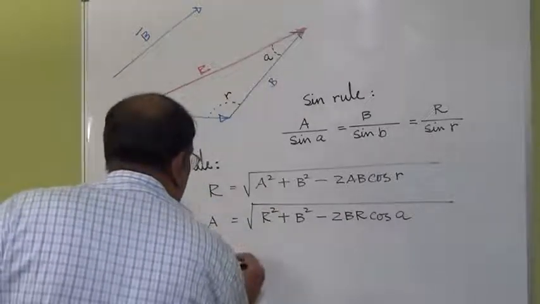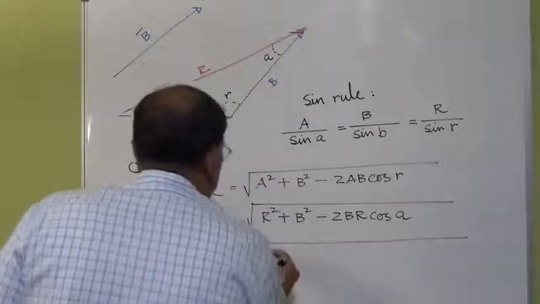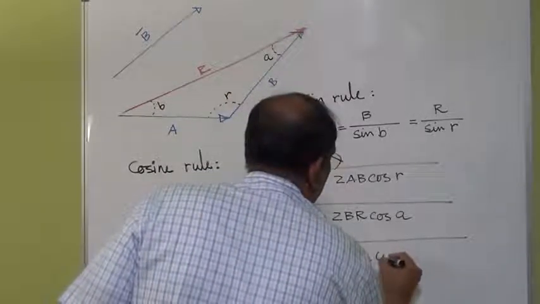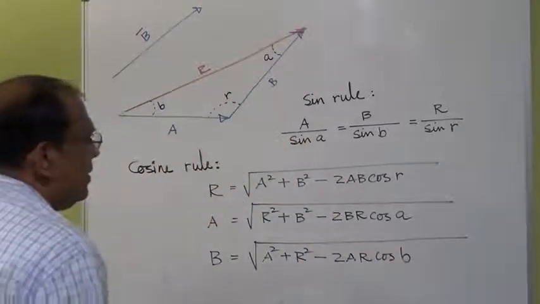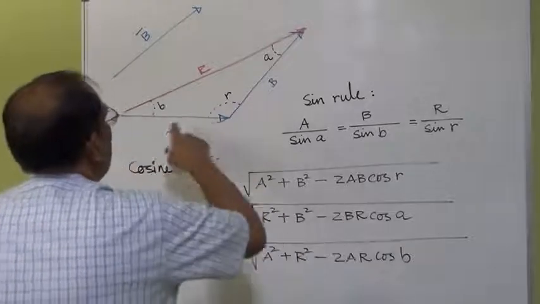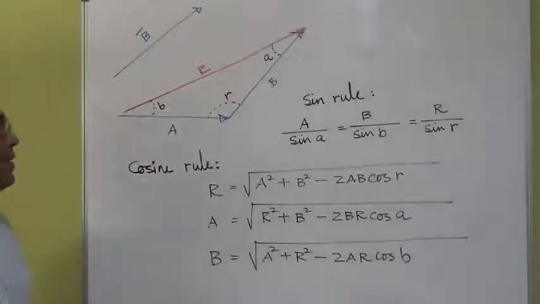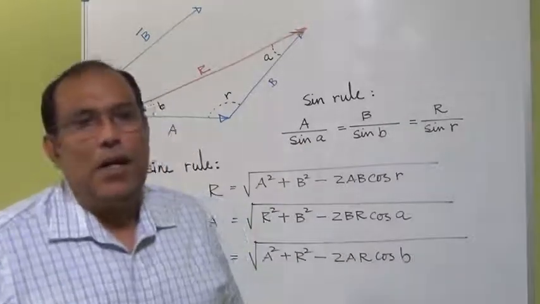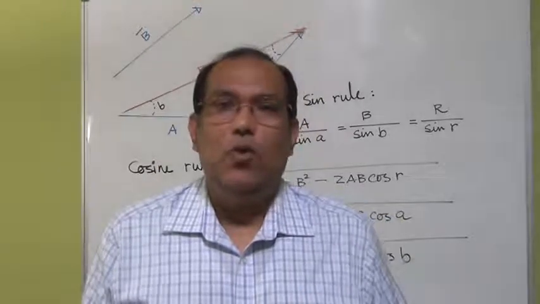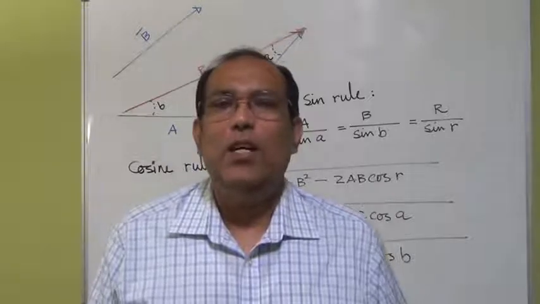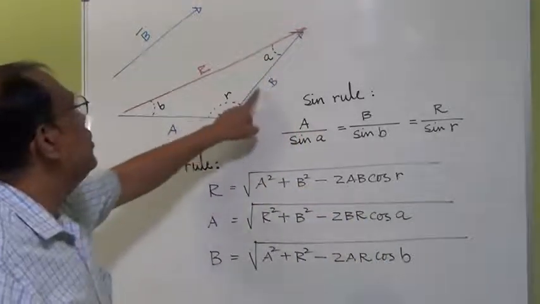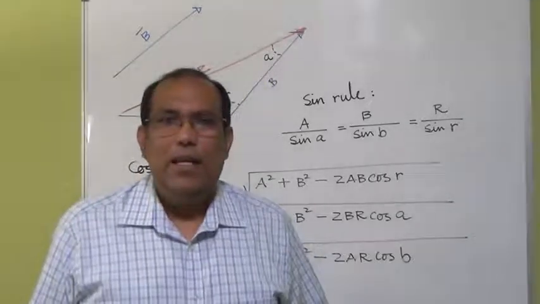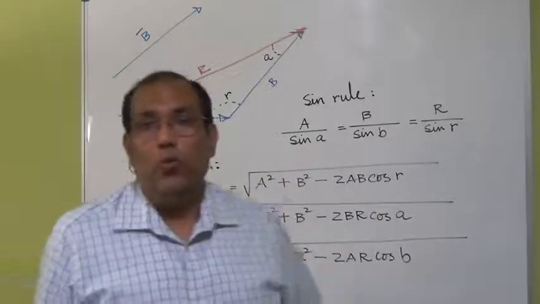Similarly, we can say B squared is equal to a square plus r square minus 2ar cosine B, where this angle B is in between A and R. You can use these three equations, but I recommend that when you draw the force triangle, you see whether you know any two arms and the angle between them. If this is given, then use the cosine rule. If it's not given, then you use the sine rule to solve your problem.